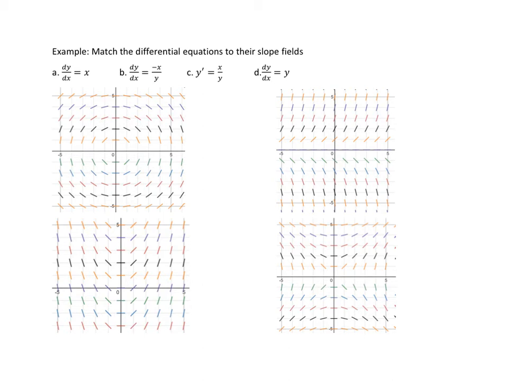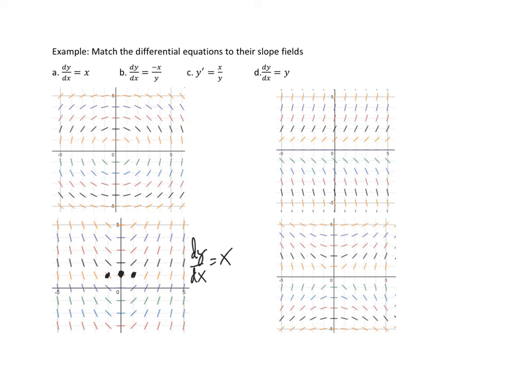Okay, the third one, this is a possibility, because if I pick this point, the slope is 0. If I pick this point, (1, 1) should have a slope of 1. (-1, 1) should have a slope of negative 1 because the x value there is negative 1. So this one appears to be matching up. I'm going to guess this is dy/dx equals x.